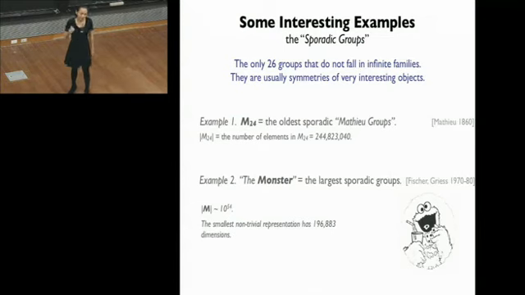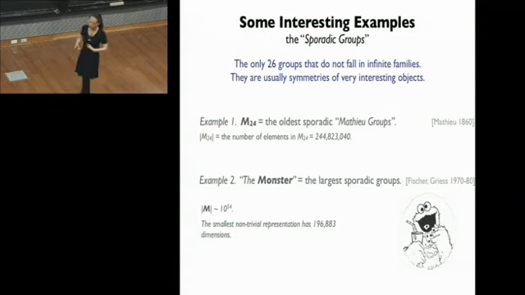One triumph of mathematics in the last century is the classification of finite simple groups. And we know that they all fall into infinite families except for these 26 misfits who do not belong to any families. And then they are usually, as we will see later, symmetries of very interesting objects. And the first example is the oldest, the earliest sporadic group.